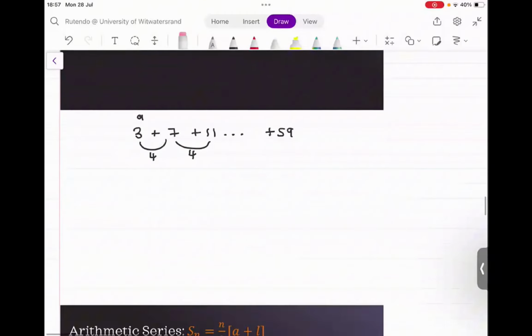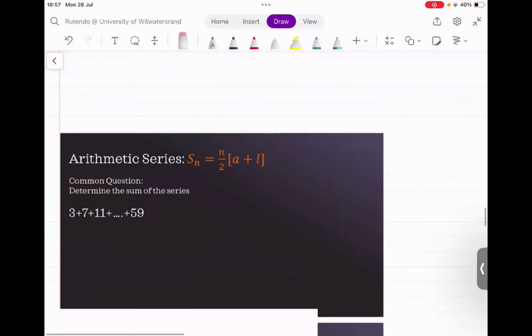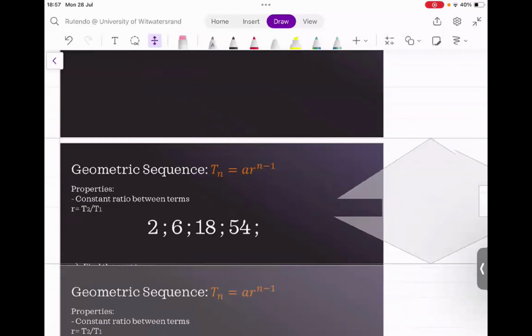No, we're not going to put 59 in. Sorry, I think this was the formula that was supposed to be there. Yes, sorry, wrong slide. There we go. I was wondering, why does my formula not make sense?